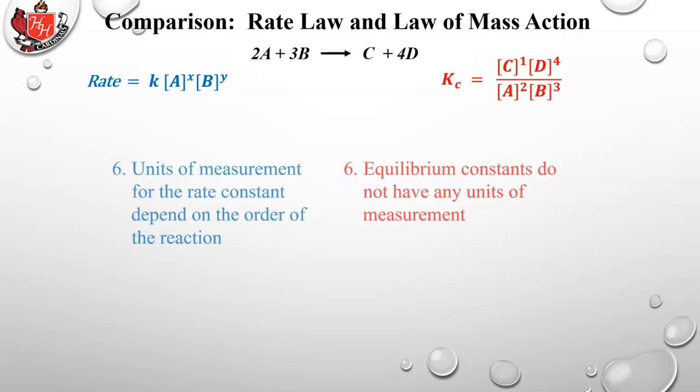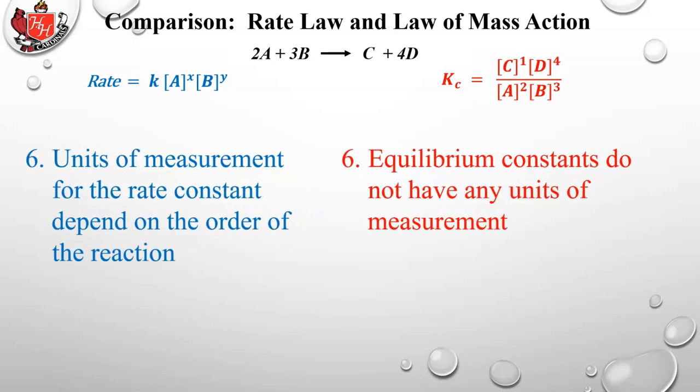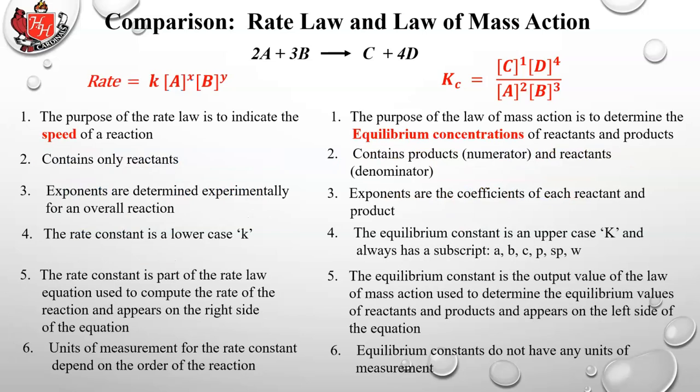And number 6, units of measurement for the rate constant depend on the order of the reaction. Remember, it could be 1 over s, it could be 1 over M·s, various. It changes depending on the order of the reaction. For the equilibrium equation, equilibrium constants do not have any units of measure. So there is a summary, and please study that so that you know the differences. That's simply the summary of the previous 6 slides right there.